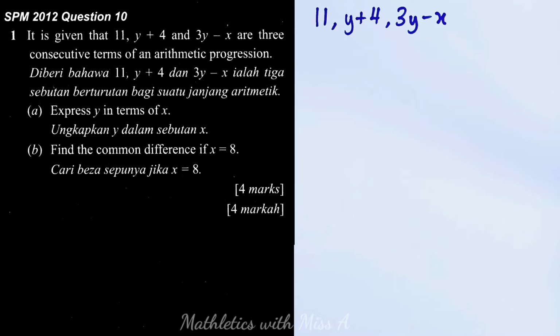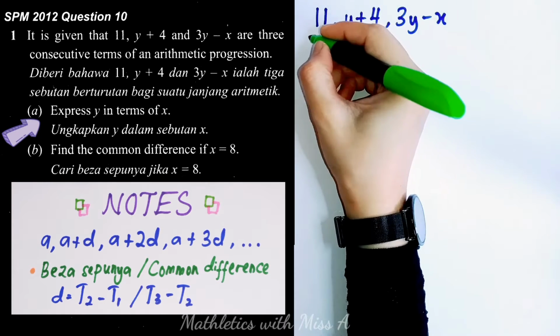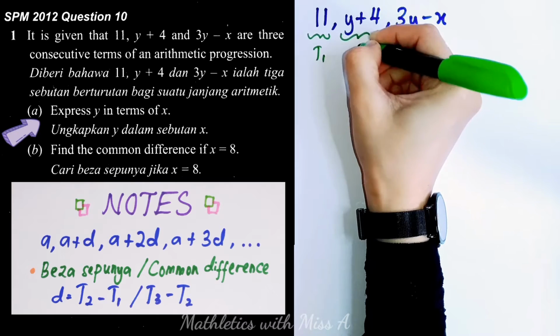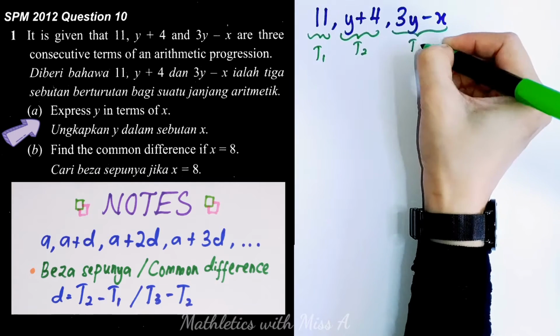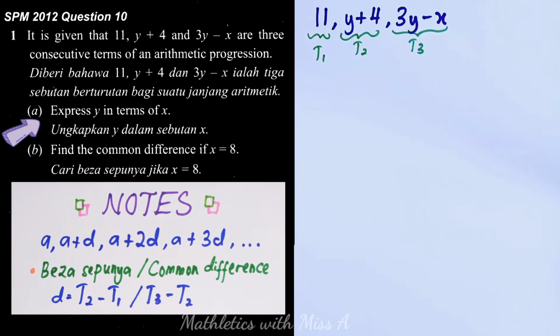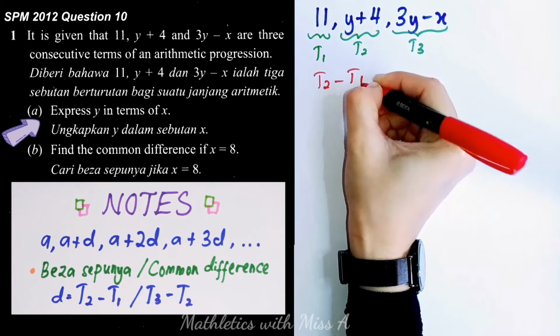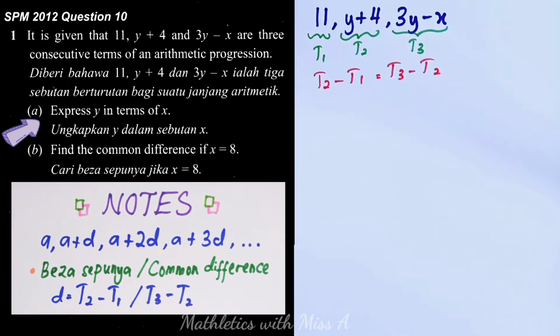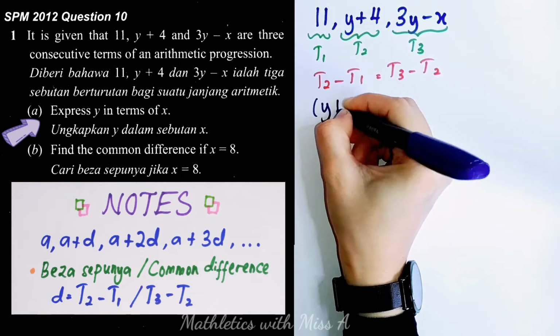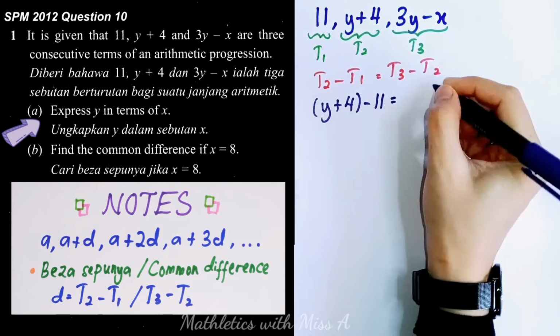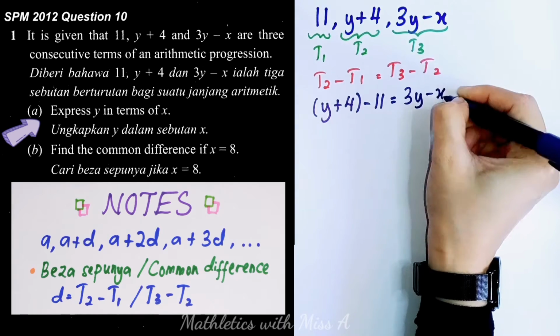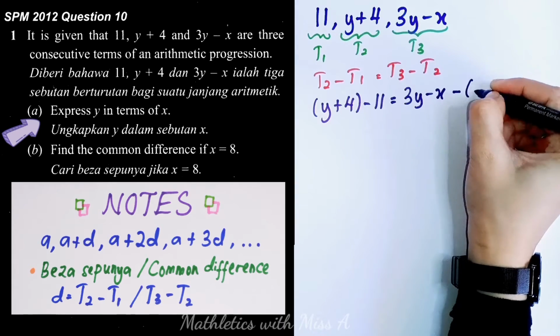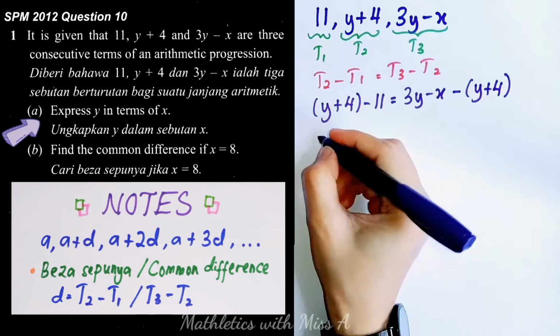Given that 11, y plus 4 and 3y minus x are three consecutive terms of an arithmetic progression. Determine the first term, the second term, and the third term. So x plus y in terms of x, meaning T2 minus T1 equals T3 minus T2. So insert the values: y plus 4 minus 11 equals 3y minus x minus in bracket y plus 4.